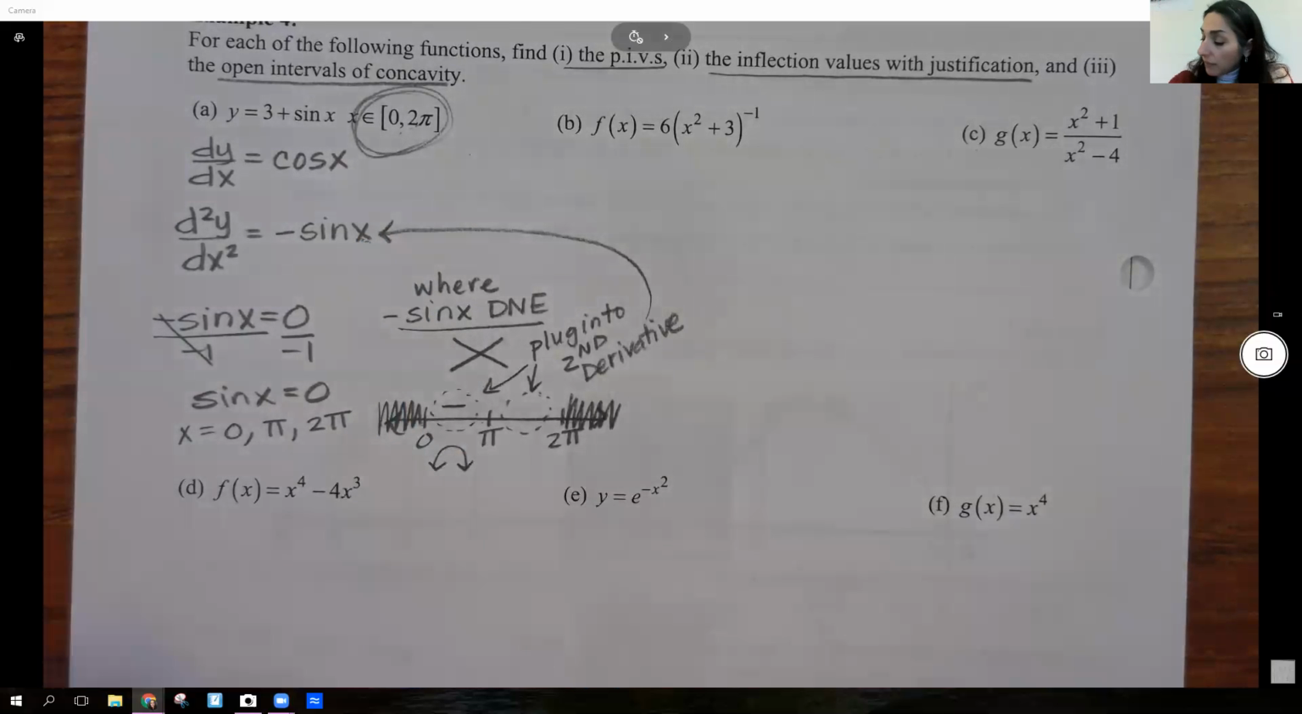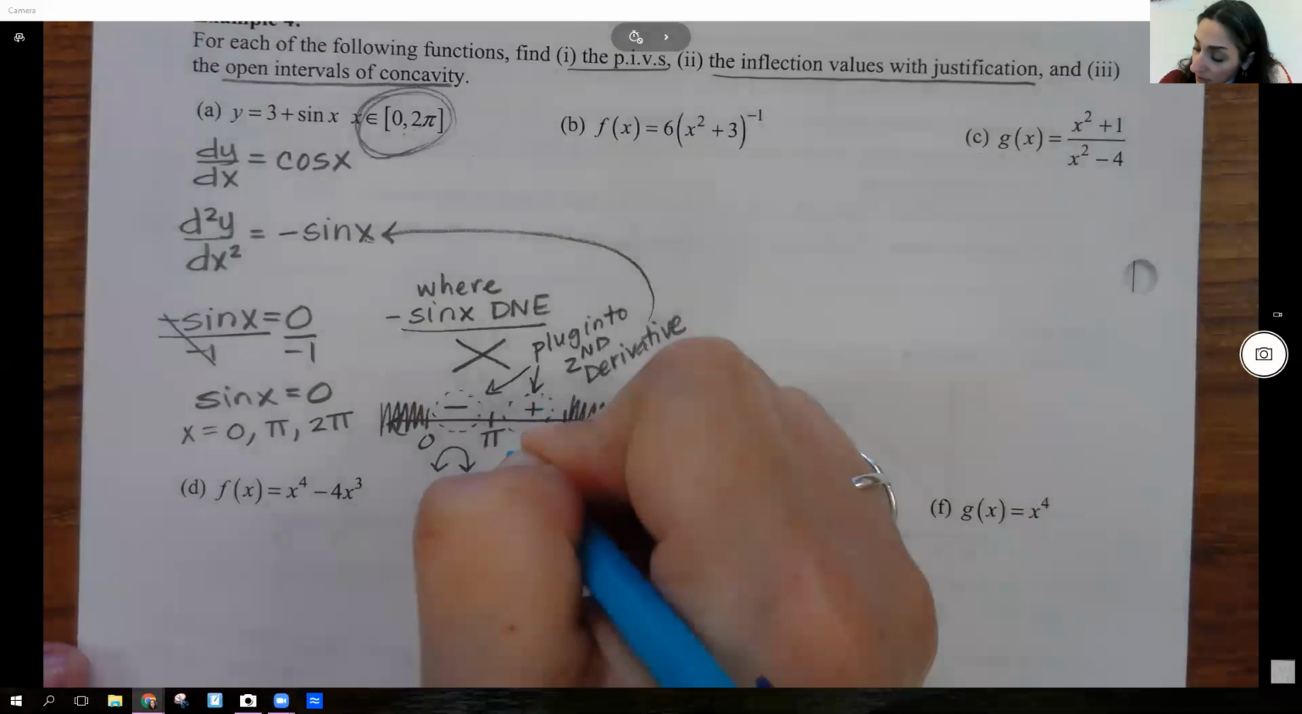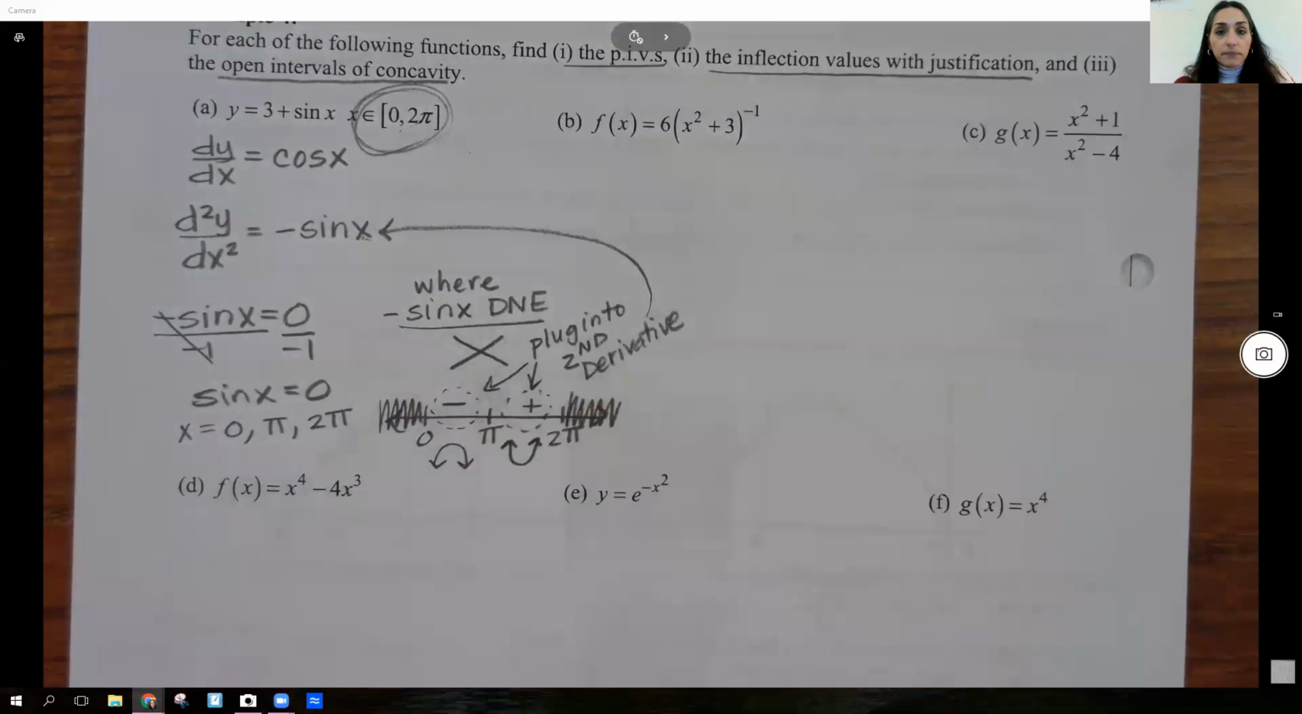Positive. Yeah, positive. So what does that mean? That means that you are concave up, okay? So we knew this because you've studied sine, you've taken a whole semester of trigonometry. So you know what the sine graph looks like. This is using the calculus to justify the reason that that curve is the way that it is, all right?